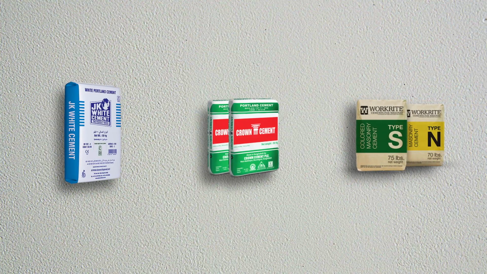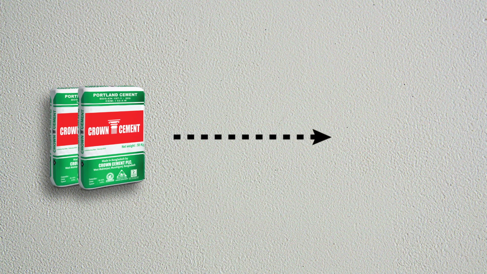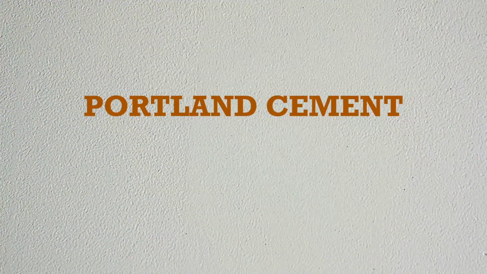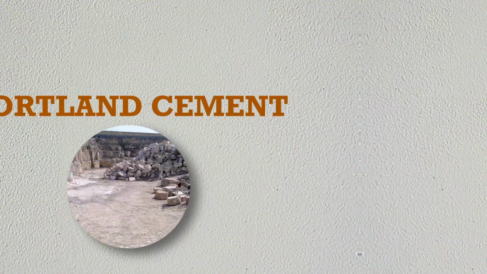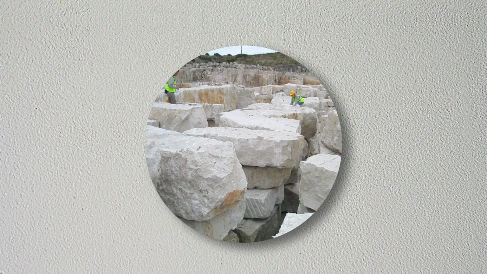There are various types of cement, but the most commonly used is Portland cement, for which Joseph Aspdin, an English mason, obtained a patent in 1824. He named it Portland cement because it resembled Portland stone, a type of building stone quarried on the Isle of Portland in Dorset, England.